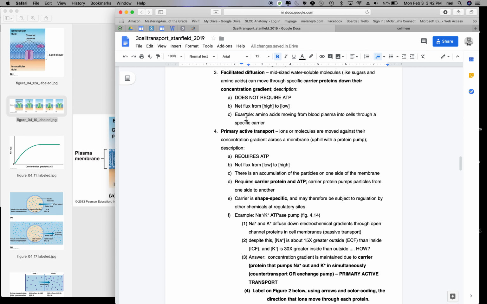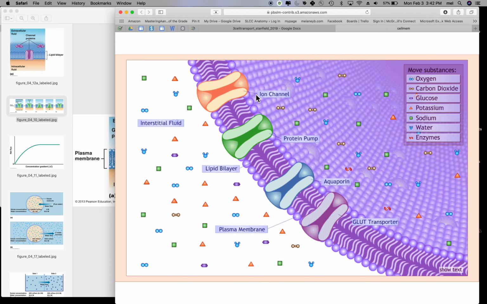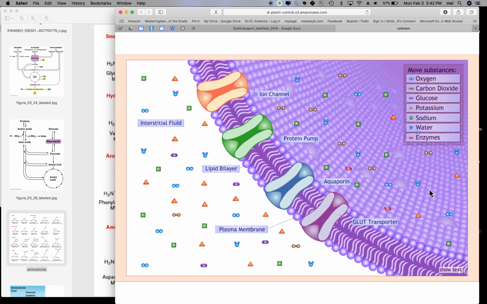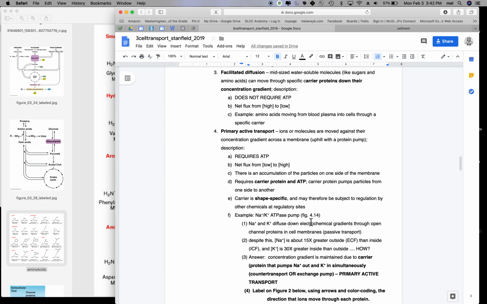Okay, so an example, amino acids move from, for instance, the blood plasma into the cells through a specific carrier because, one more time, they are not lipid soluble. They can't diffuse straight in. They're too big to diffuse through a channel. So let's pretend that this was an amino acid transporter this time. Amino acids are mid-sized, not huge, like you could count all of the atoms in them relatively easily. Mid-sized and water soluble. So how did they get across the cell membrane? They have to move through a carrier, okay? And that is facilitated diffusion. It's also the really common way of getting sugars inside the cell.